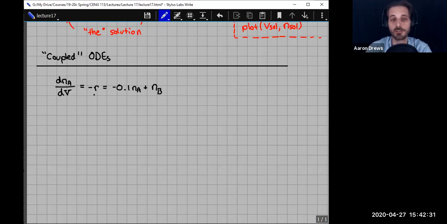And that rate can be a function of the other components, right? So what we will end up seeing is that we also have to have a differential for those other ones. And so we have another differential equation, which will end up having a dependent variable that's different, in this case n sub b, but the independent variable is the same. It's still the volume.